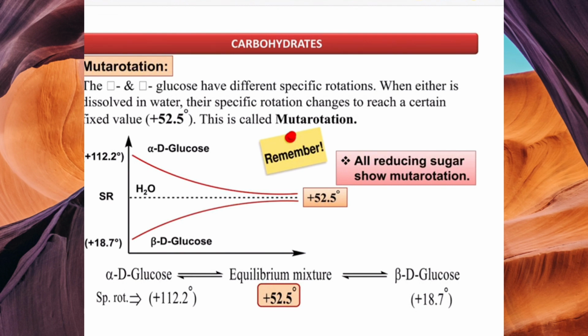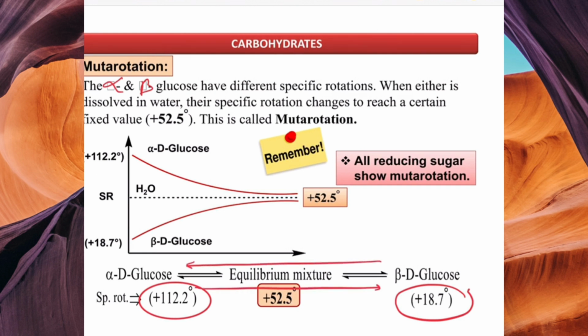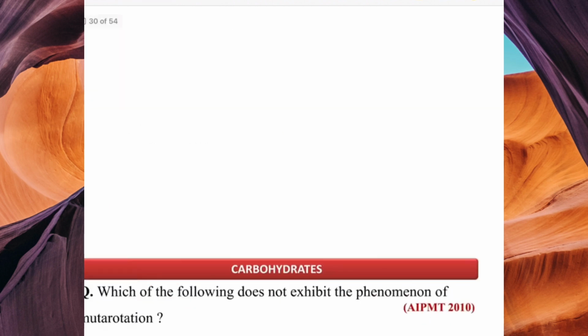What is mutarotation? Alpha and beta D glucose have different specific rotations. Alpha D glucose is 112, whereas beta D glucose is 18.7. Alpha tries to convert into beta and beta tries to convert into alpha, reaching an equilibrium mixture of 52.5. Therefore, the change in specific rotation is what we are calling mutarotation. All reducing sugars show mutarotation.